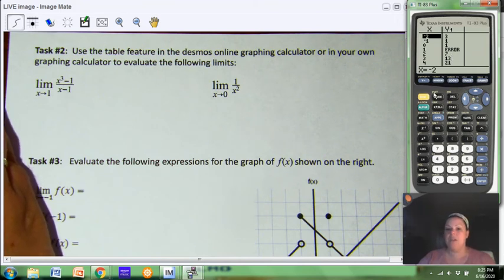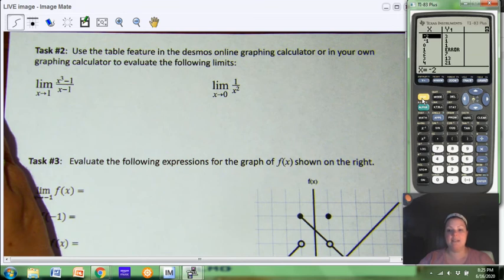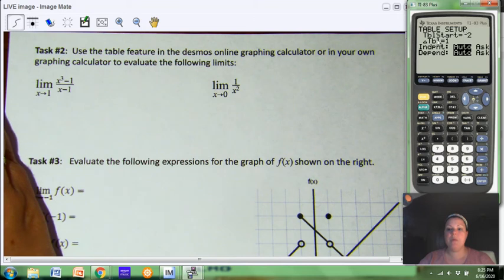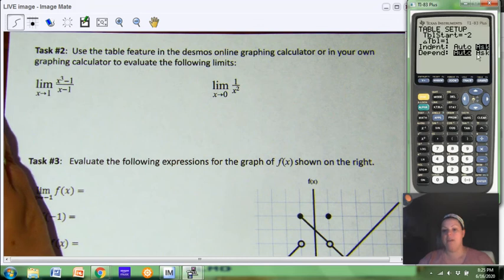To do that, you're going to need to go into your table settings. So if you have a TI-83 or TI-83 Plus Silver Edition or TI-84, these all fall into the same patterns as how you're going to do this. We're going to hit second and then hit your window button. And what we're going to do is change our independent variable to Ask. And this just means the calculator is going to ask you what x values you want as opposed to automatically generating them for you.